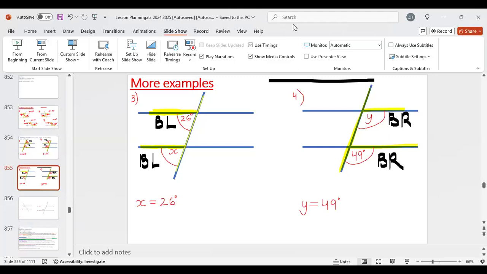Mr. Boutique, you sharing your screen? I'm not sharing my screen right now.